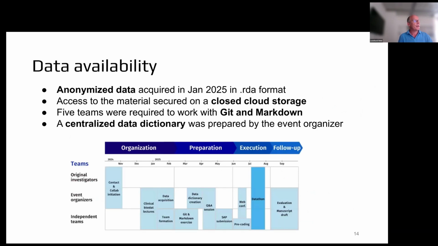So we received from Thorsten anonymized data in January 2025 in R format, and access was then provided to the PhD students on a closed cloud storage. All the PhD students were required to work reproducibly with Git and Markdown in their analysis. And we also prepared a centralized data dictionary so that the PhD students actually understood the structure of the data.